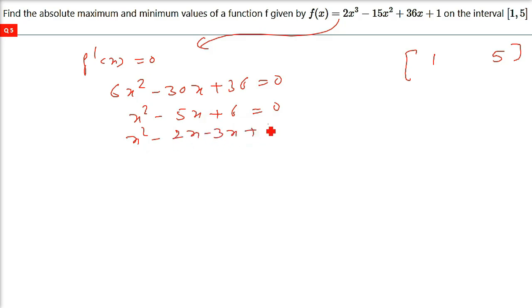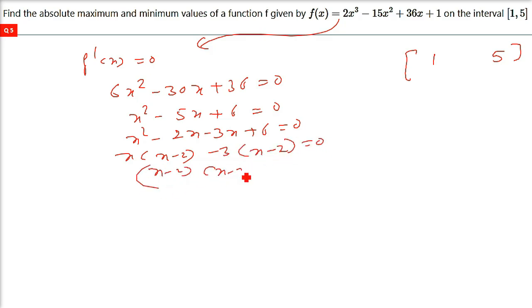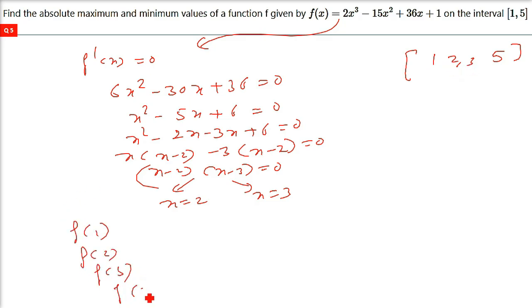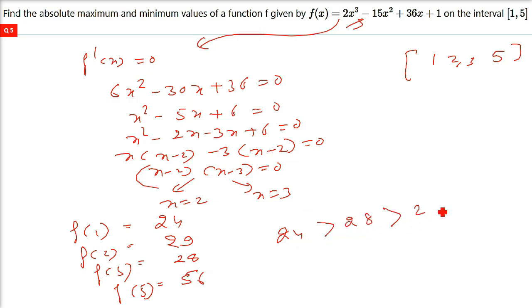This is simple factorization and I hope you will be able to do it by yourself. This is simply (x minus 2) into (x minus 3). Two factors we got is equal to 0. So either x minus 2 is equal to 0 or x minus 3 is equal to 0. That means x equals 2 and x equals 3. These are the two values which we can place in between 1 and 5. f(1), f(2), f(3), f(5) we have to find out the final value. And when we place all these values in the original equation, because 1, 2, 3, 5 all need to be checked, f(1) will come as 24, f(2) will be 29, f(3) will give you 28 and f(5) will give you 56. So f(5) is the absolute maximum and f(1) is the absolute minimum.